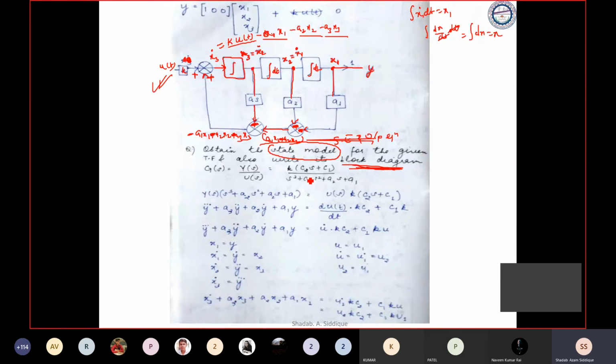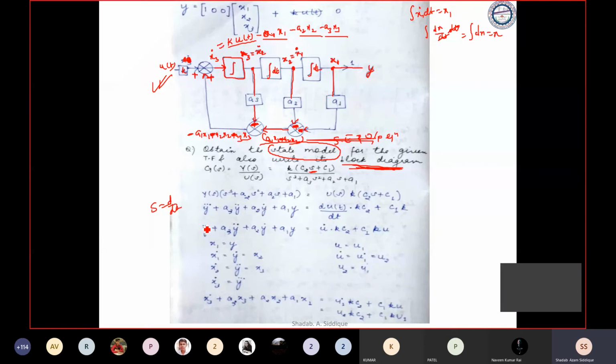This u of s will be multiplied with k c2 s plus c1. Okay, and this will be u1 dot, u2 dot. So again, see here, there will be another type of problem where input is differentiated, because you can see here in the numerator it is given as s. I'll just give you a quick overview of this type of problem. So you can have a cross multiplication. So this y of s will be multiplied with this one, and u of s will be multiplied with this one. So just take this and differentiate with the u dot in terms of dot notation. S is simply d by dt.